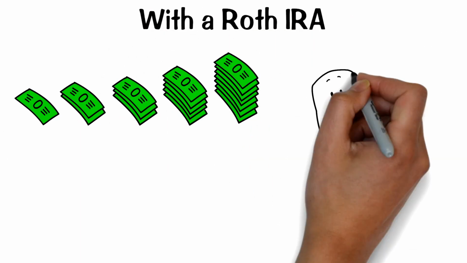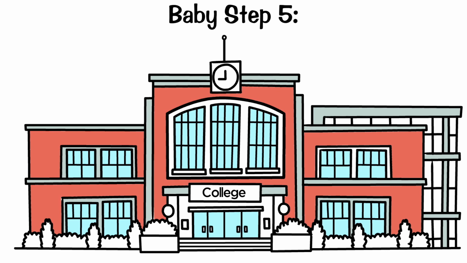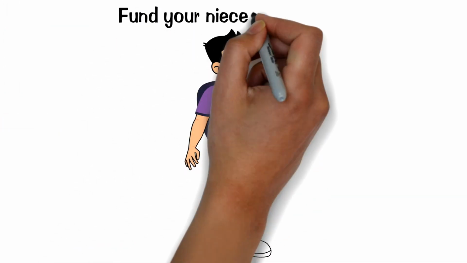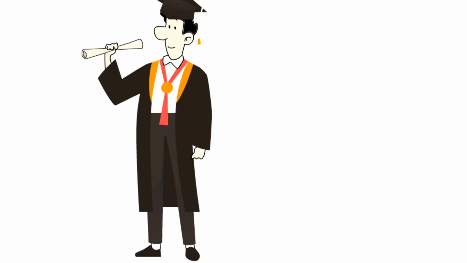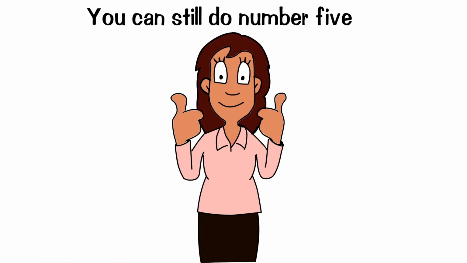With a Roth IRA, you are compounding your money for you and you alone, not the IRS. Baby step 5 is funding your kids' college education. If you don't plan on having kids, why not fund your niece's or nephew's college tuition? This money could be used to change someone's life. So if you don't plan to have children of your own, you can still do number 5.